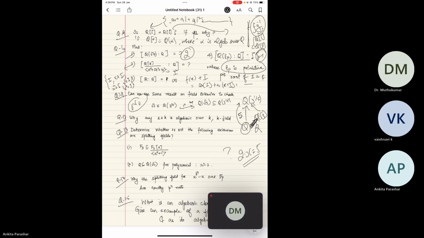Right. What can you say about question 12? Suppose you have an element a in K, where K is your field, any field. Why is any element a over K algebraic over K?